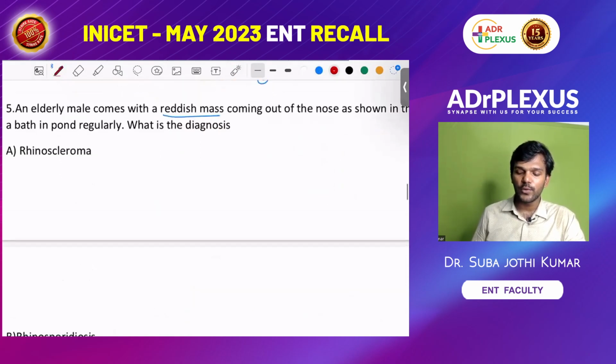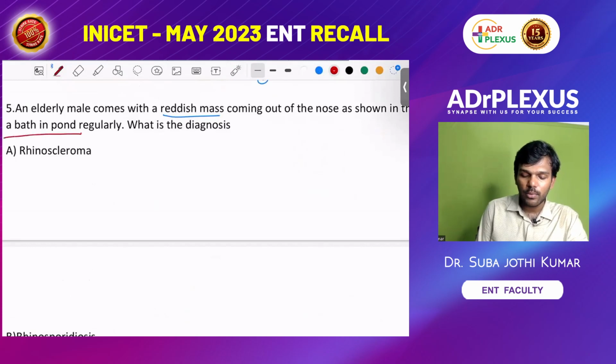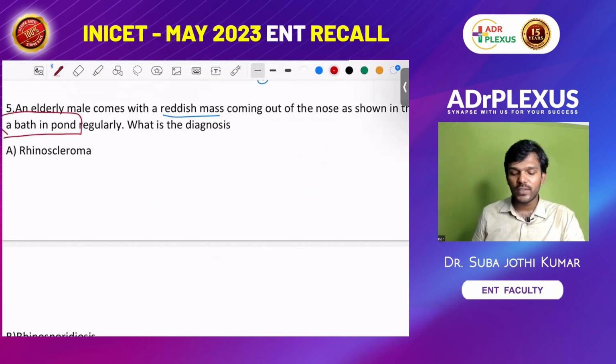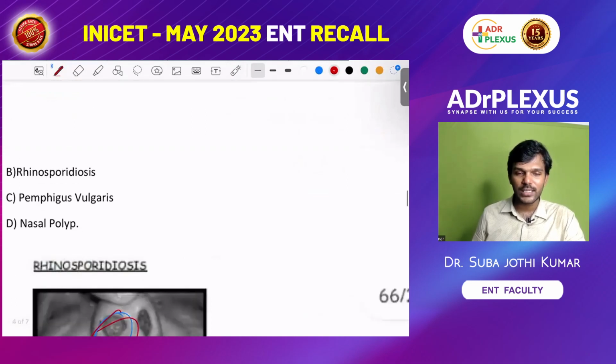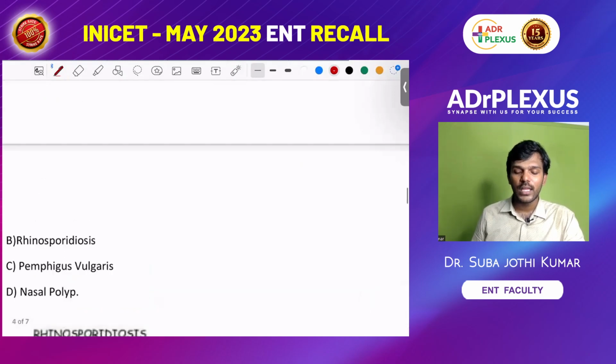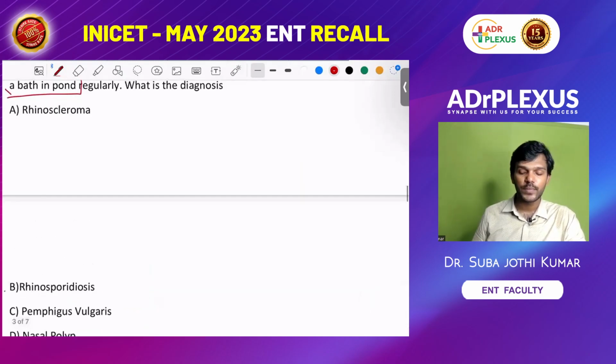So we are having a clue. The patient will be regularly taking a bath in the pond. Out of these four options, rhinoscleroma, rhinosporidiosis, pemphigus vulgaris, nasal polyp, the only disease that has close relation with bathing in the ponds is rhinosporidiosis.